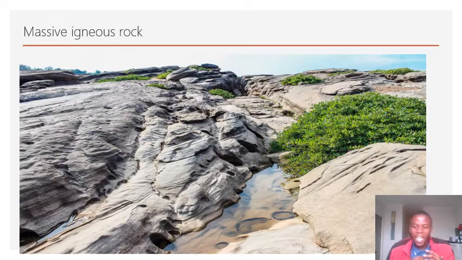I even carried a picture of the massive igneous rock for you, because what I like is that when you are learning about something, I must carry a picture so that you are able to see what we are learning about. You see, this is a picture of what we call the massive igneous rock class. I think we are all clear. Okay, let's continue with our lesson.